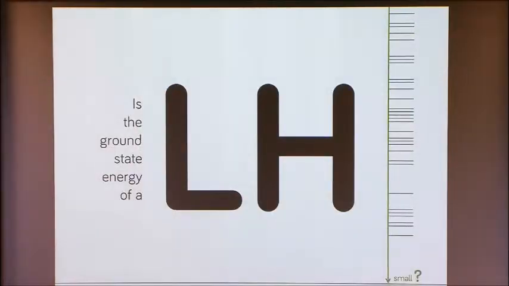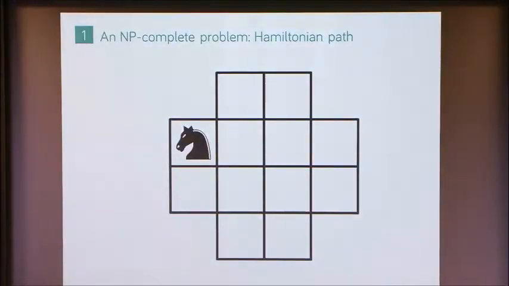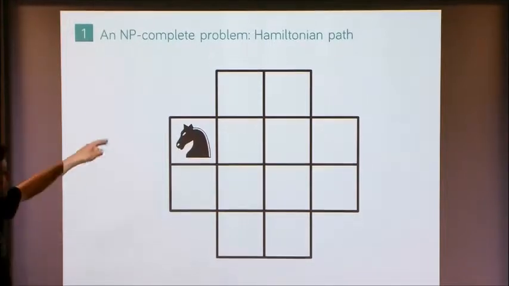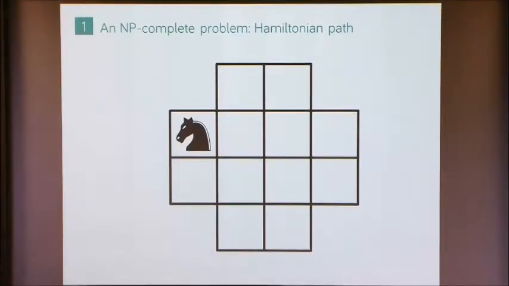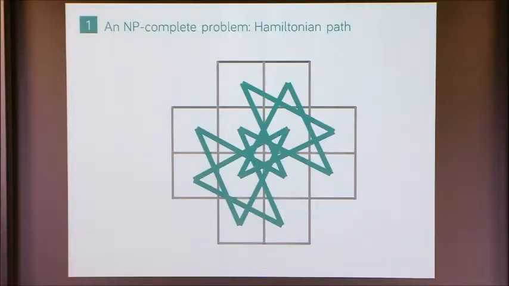Is the ground state energy of some local Hamiltonian small? One way problems can be characterized as difficult is by whether their solutions can be efficiently verified on a classical computer, or maybe on a quantum computer. So for a problem like this, you've got a Hamiltonian cycle, you've got a board, and you're supposed to make a tour of the board with a chess knight so that you end up at the same spot. And this is how you do it, and I just convinced you.